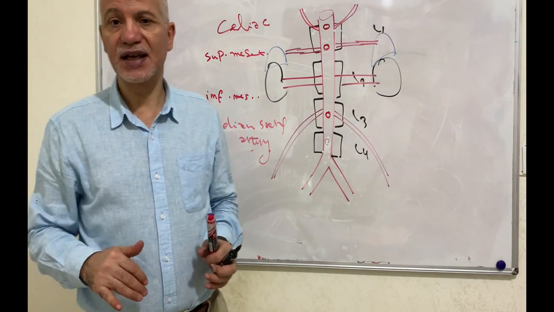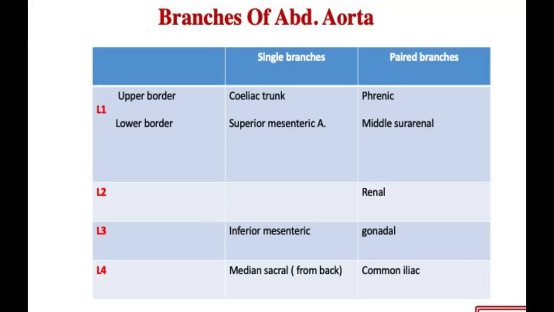We can summarize them in a table. L1, upper border with lower border. Upper border: the single branches are the celiac and superior mesenteric. Paired at the upper border: phrenic. Lower border of the first lumbar: middle suprarenal. L2: no single branches.